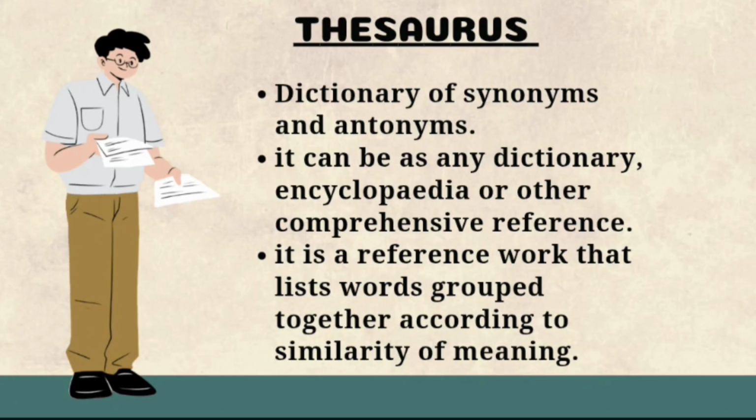A thesaurus is a dictionary of synonyms and antonyms. It can be also as any dictionary, encyclopedia or other comprehensive reference book. In a general usage, a thesaurus is a reference work that lists words grouped together according to similarity of meaning, containing synonyms and sometimes antonyms. In contrast to a dictionary, which provides definition for words and generally lists them in alphabetical order.